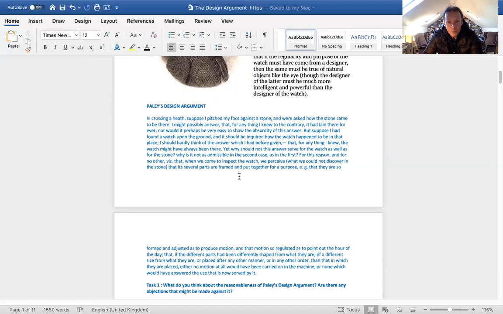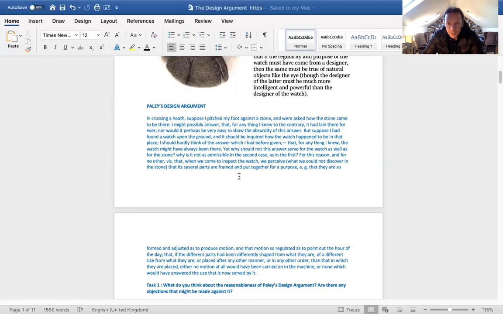But suppose I'd found a watch upon the ground, and that it should be inquired how the watch happened to be in that place. I should hardly think the answer which I had given before, that for anything I knew the watch might have always been there. Yet why should this answer not serve for the watch as well as the stone? Why is it not admissible in the second case as in the first?